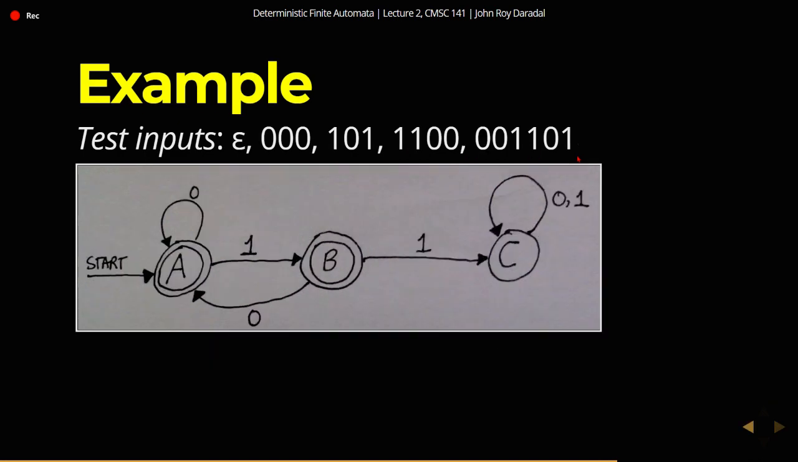Okay, let's see one more. Okay, so at the start, if we have epsilon or the empty string, so we don't have anything to process, so we're still at the start state, so that is accepted.